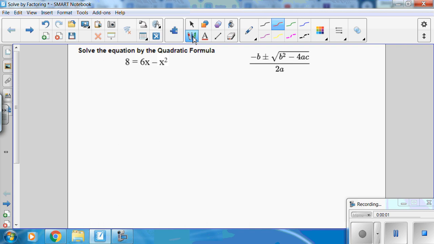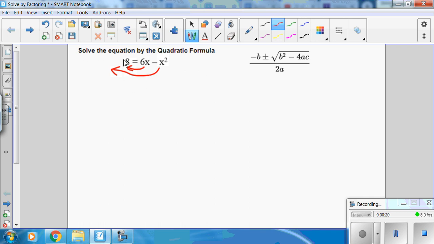If we're going to solve by quadratic formula, we need to get everything on one side. It doesn't matter what side we put everything on when we do quadratic formula, but I like to make sure that the x squared term is positive. So right now it's negative on this side. So let's move it over here to make it positive. That means we also will move the 6x over.